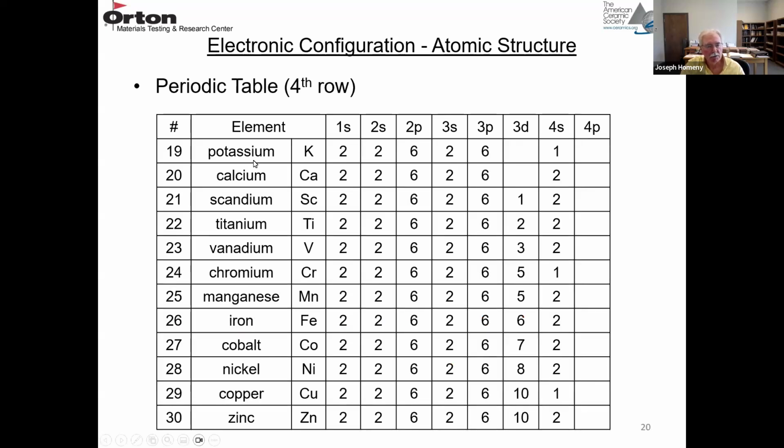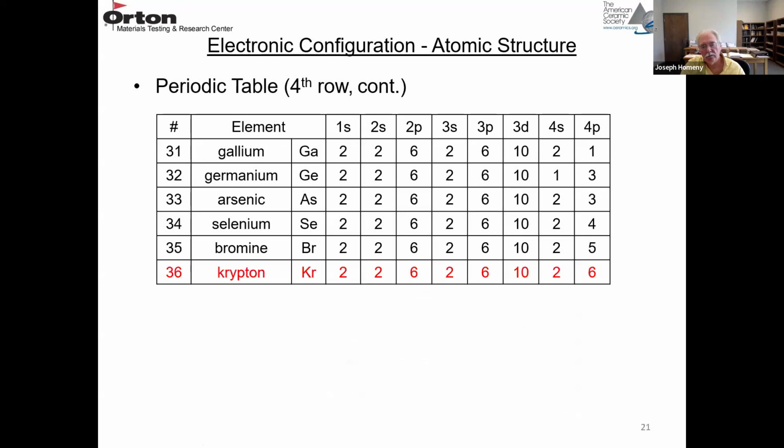And then the last row I show here starts with potassium and calcium, and then from scandium to zinc, that's the transition metals: scandium, titanium, vanadium, chromium, manganese, iron, cobalt, nickel, copper, and zinc. So from 1s all the way up to 3p, all the levels are filled. We fill the 4s level before the 3d level with potassium and calcium. Then from scandium to zinc, we fill the 3d level. Those are the transition elements.